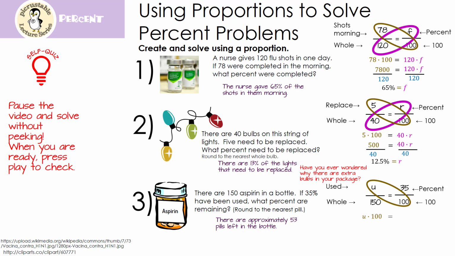We're going to cross multiply. We need to get U by itself, so we're going to divide by 100. We get U to equal 52.5. The question asks us to round to the nearest pill. So that's why we say there are approximately 53 pills left in the bottle.